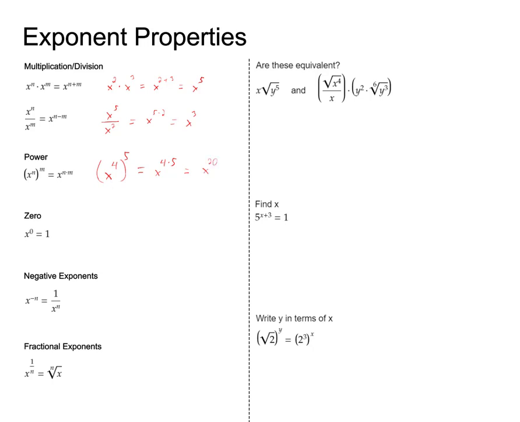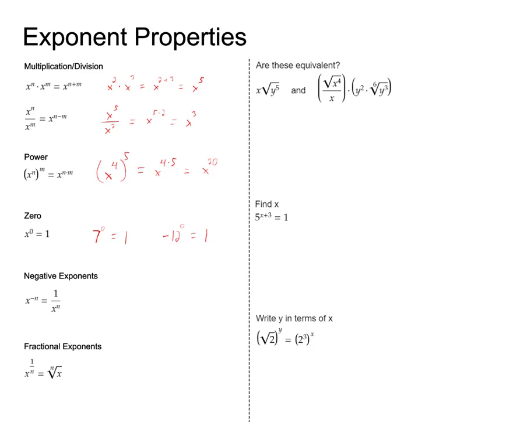The zero property of exponents states that x raised to the 0 power is equal to 1, as long as x does not equal 0. So as a quick example, if we took 7 to the 0 power, this would equal 1. Likewise, if we took negative 12 to the 0 power, this would also equal 1.